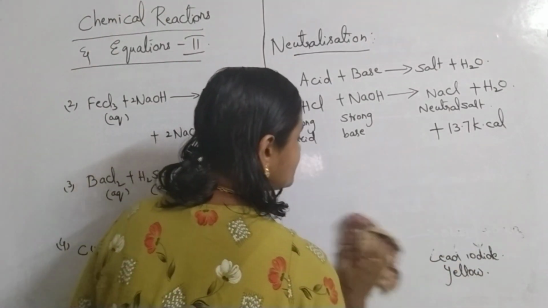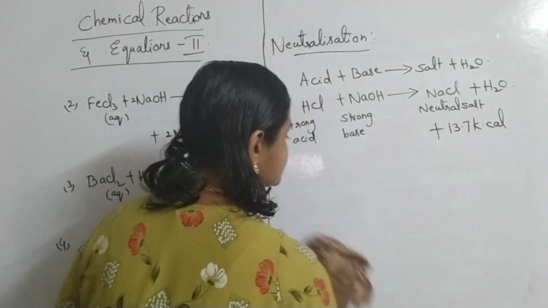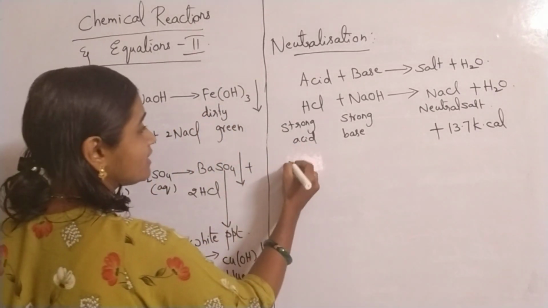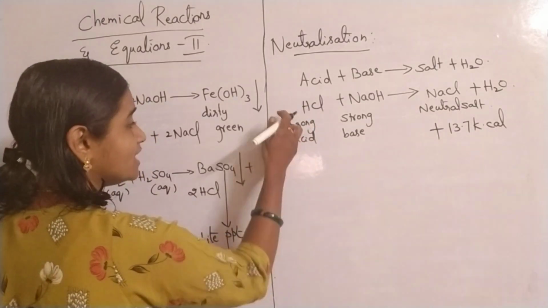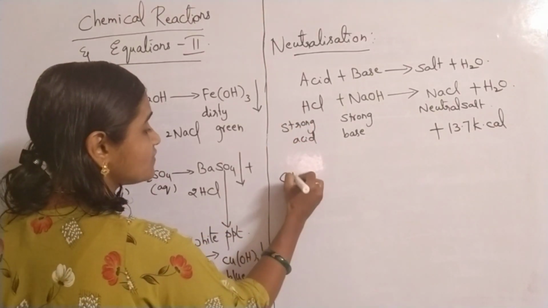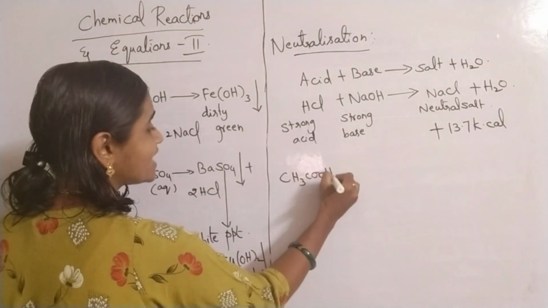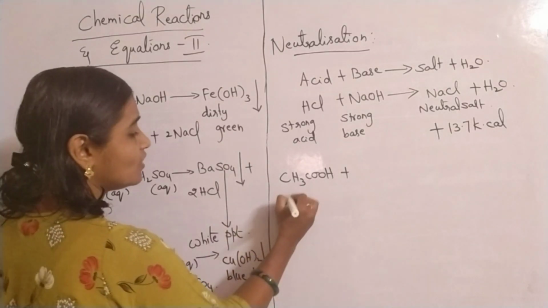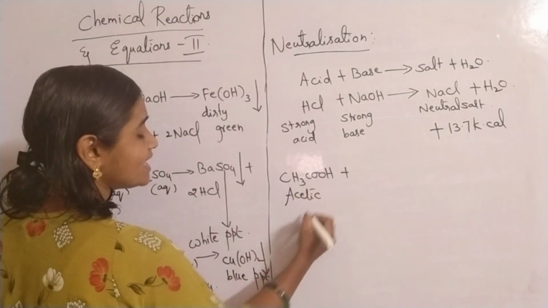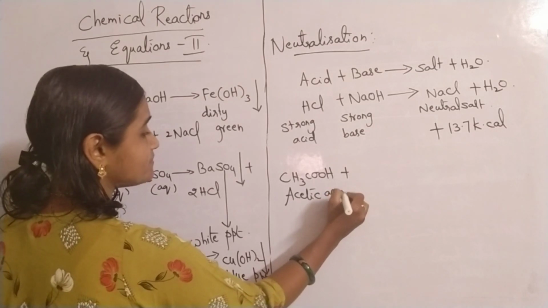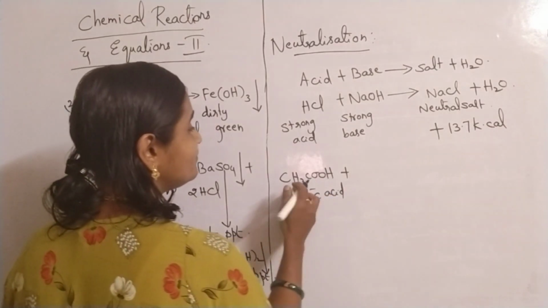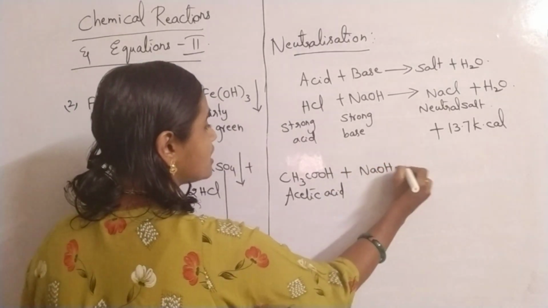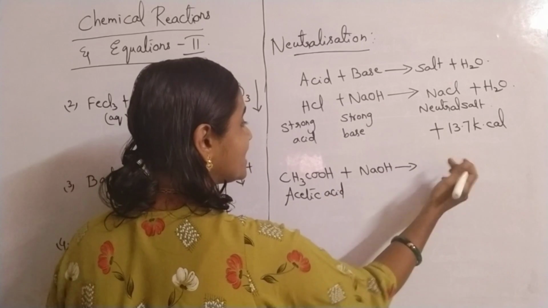Suppose you take either the acid or the base to be weak. Here we have taken HCl, a strong acid. Instead of a strong acid, I am taking a weak acid like CH3COOH, which is acetic acid. Acetic acid is an organic acid, a weak acid. It reacts with the strong base NaOH. Then it also forms salt and water only.